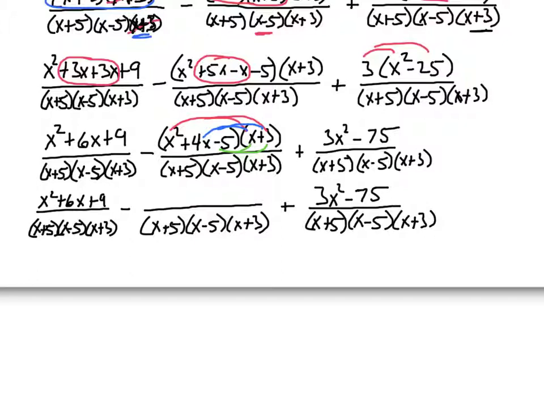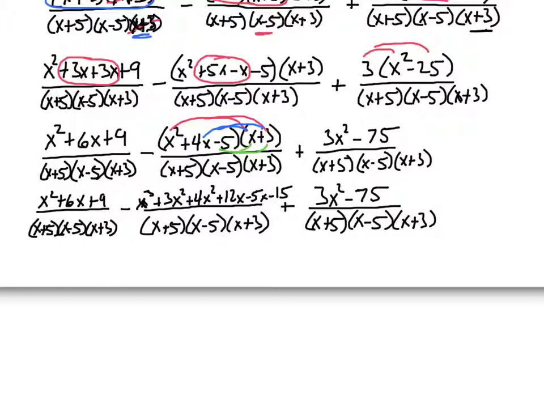So x squared times x is x cubed. X squared times 3x is a positive 3x squared. 4x times x is a positive 4x squared. 4x times 3 is a positive 12x. Negative 5 times x is negative 5x. And negative 5 times 3 is a negative 15. Okay, so we can go through and combine like terms at this step.